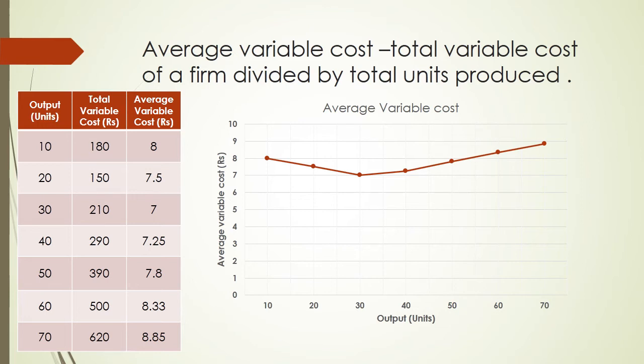So as you can see, in the initial stage, the average variable cost decreases, but after that it starts increasing, right? So this is your average variable cost, and the formula for finding average variable cost is total variable cost divided by the output or total production, or you can say units of production.